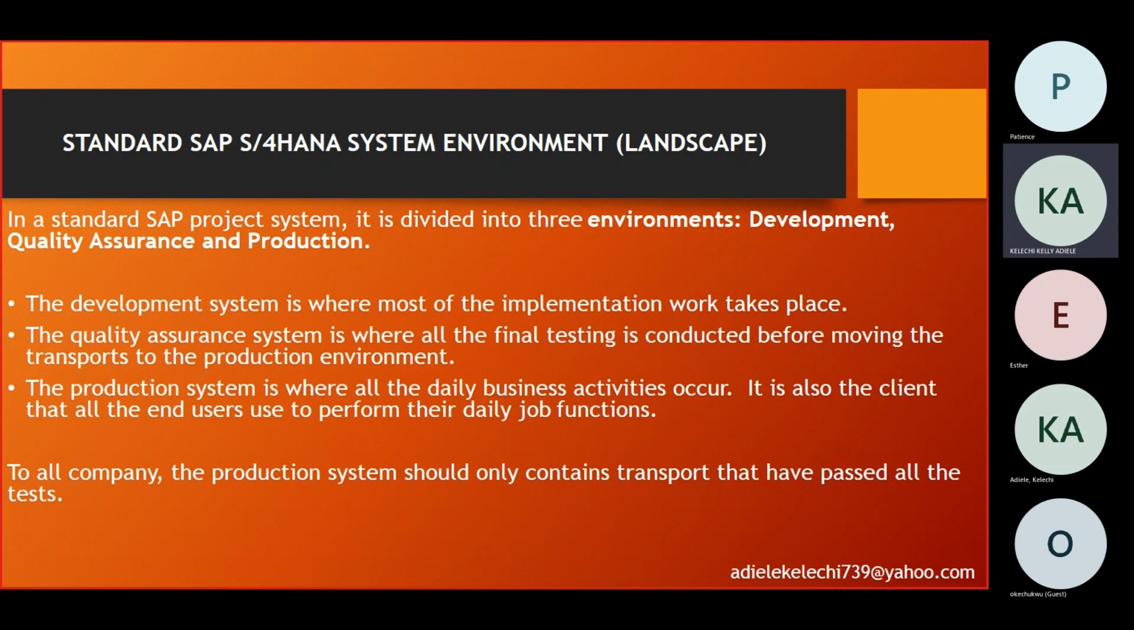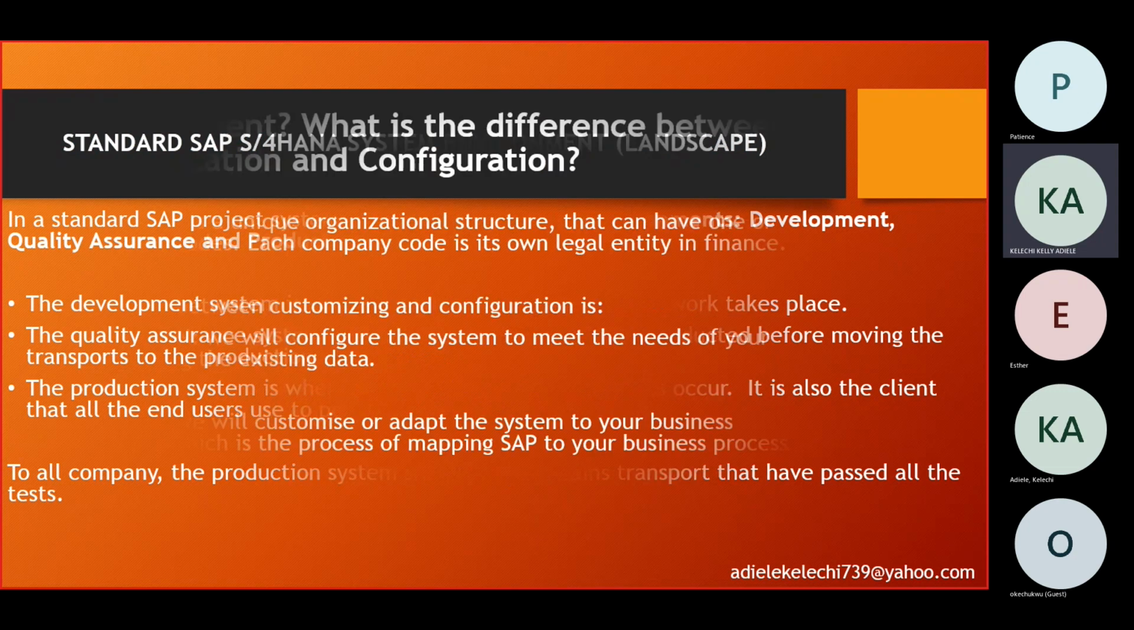To all companies, production systems should only contain transports that have passed all the tests. So you can take note of this. The production system should only contain transport. Like I said, different configurations have their different transport customization code. So it's only when you have tested those and they are fine, you transport them to the prod system. You do transport in parts, probably 2, 2, 3, 3, depending on the ones that have been tested and concluded. We're going to see that as we move on.